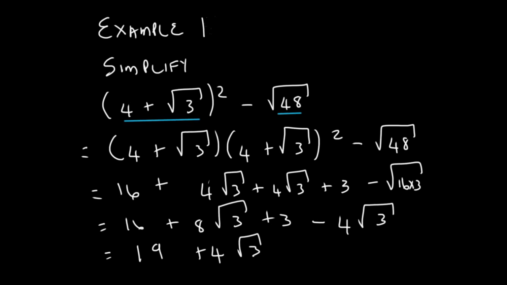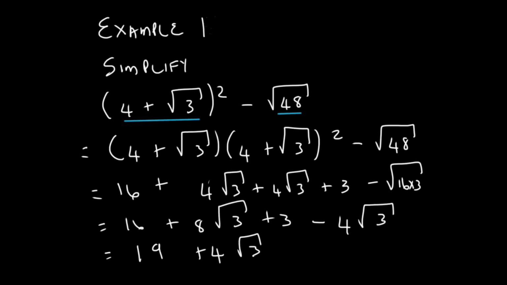We have 4 plus square root of 3 squared minus the square root of 48. So what we need to do is we need to multiply. So we are going to expand this bracket and we are going to say that it's 4 plus square root 3 and 4 plus square root 3. And then what we do is we FOIL it. The 2 first terms, the 2 outer terms, the 2 inner terms, and the 2 last terms.